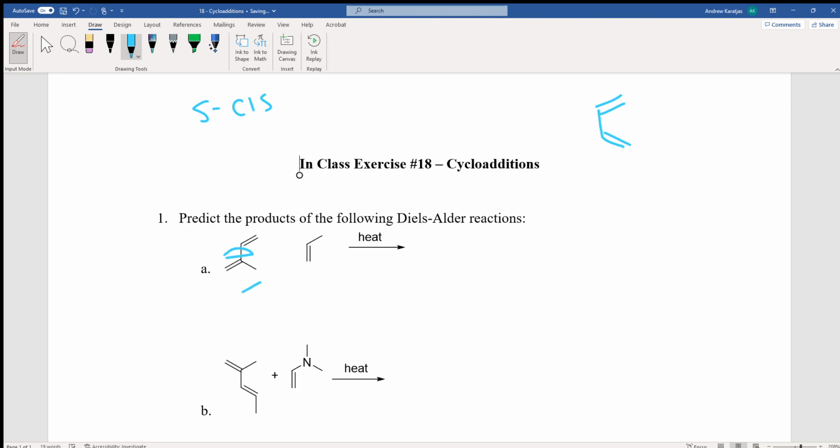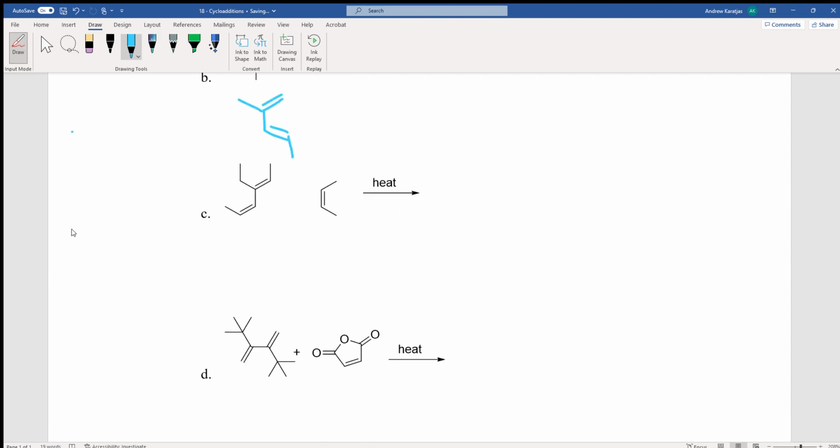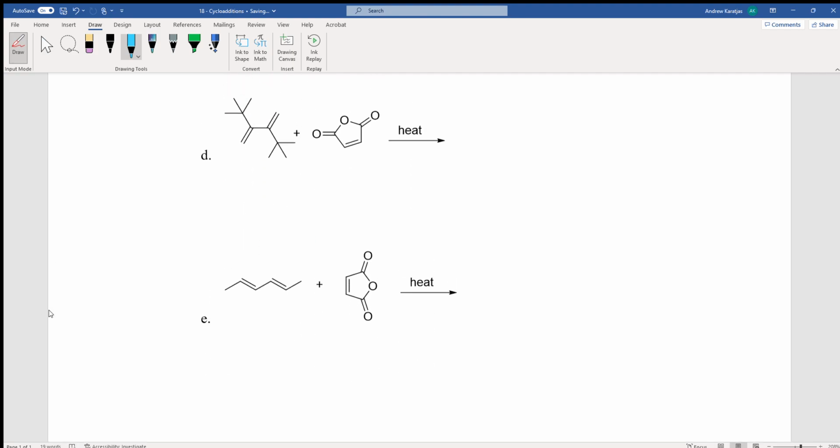So if I do that in this first case, we end up with the diene looking like that. And while we're doing that, we might as well go through and do that for the rest of these. We can do the same in part C. Here's part D that has the two tert-butyl groups.